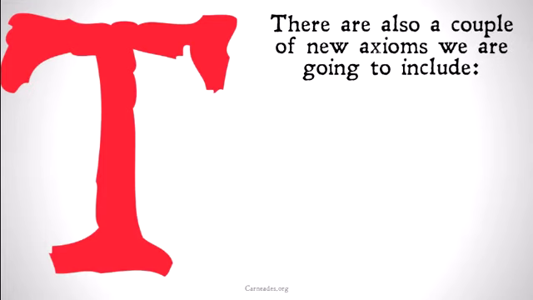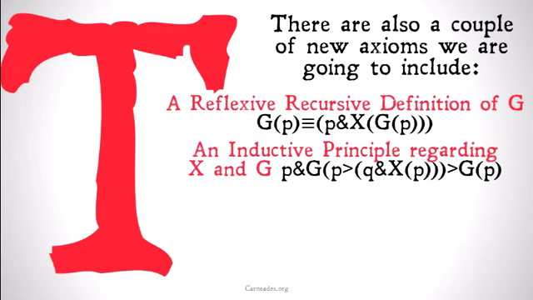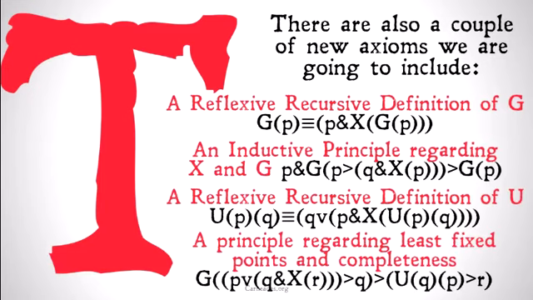There are also going to be a couple of new axioms we're going to include. A reflexive recursive definition of G, an inductive principle regarding X and G, a reflexive recursive definition of U, and a principle regarding least fixed points and completeness. All of these, like I said, are pretty complicated, and we are not going to get into a full explanation of them in this video.